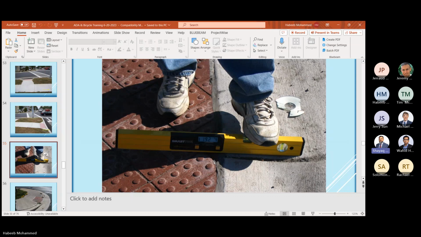On the gutter pan, you're not doing anything. Yes, correct. There will be a 3-inch lip between the gutter pan and the detectable, 2-inch actually, 2-inch or 3-inch lip between the gutter pan and the detectable warning surface. So all the measurements that you do, it has to be either on the ramp or on the level landing area or the sidewalk. You don't need to measure the gutter pan.